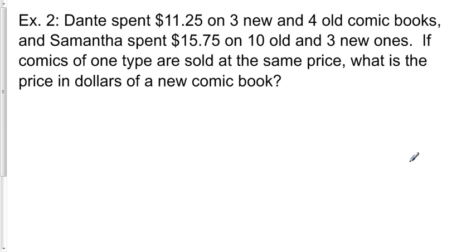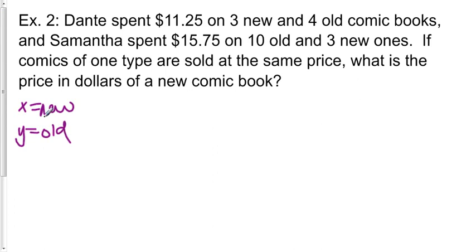It's always a good idea, though, to identify what your variables are going to represent. So you can use whatever letters you want. I'm going to stick with x and y just to make it easier. So in this case, I might say that x represents the price of a new comic book and y represents the price of an old comic book. Again, we're talking about prices here, okay?